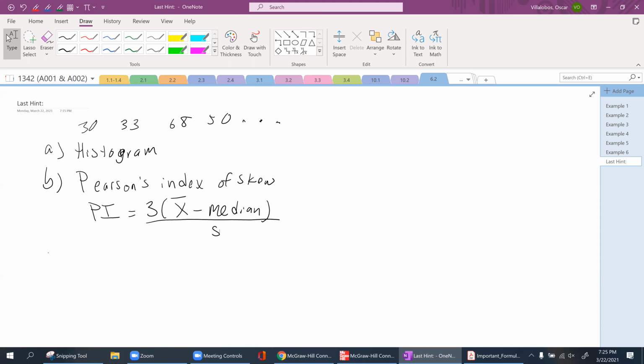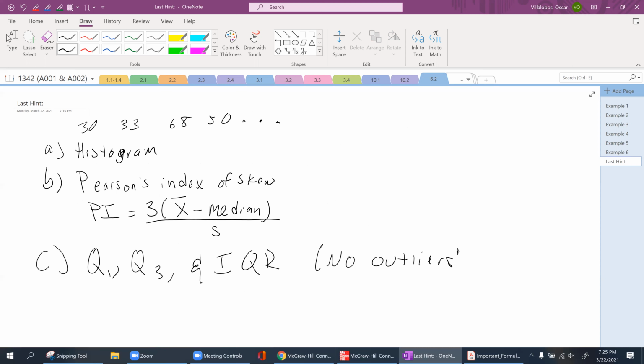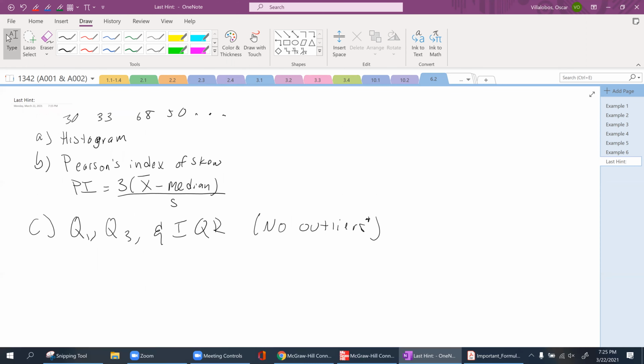You're also going to be asked to locate Q1 for that data, Q3 for that data, and IQR. But for this one, I'm not asking you to find any outliers. No outliers this one time. We need to remember how to do that because you may see that on exam 2 again. This is a hint in case you wonder, is he asking us again? Yeah, because it all comes back.